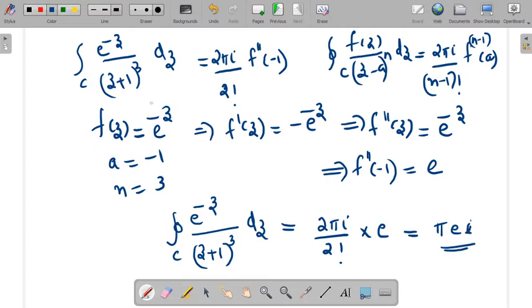So if there is a higher power for the linear factor in the denominator, you may make use of the formula for derivative of an analytic function. If it is n over here, on the right side we have n minus 1: 2 pi i by n minus 1 factorial, the n minus 1th derivative at a.